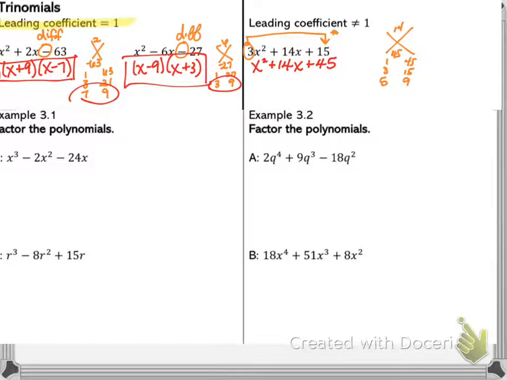And at this point I can stop because I have the 2 numbers that I can add, because the sign in front of our constant is positive, so we know we need to be adding. If I add 5 and 9, I'm going to get that 14, so I can rewrite this as x plus 5, x plus 9.